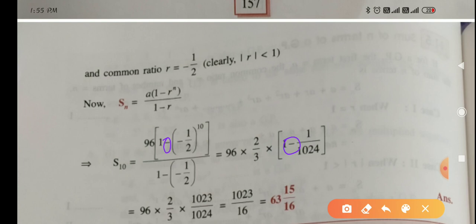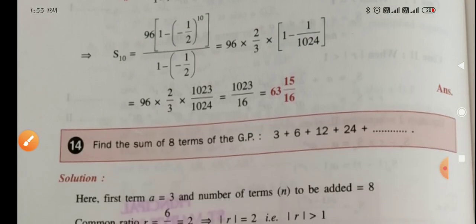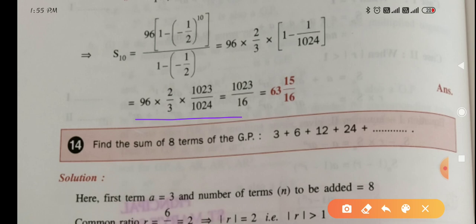Now you simplify, 1 minus 1/1024 will become 1023/1024. Now you simplify, so it will give, you can see here, 96 multiplied by 2/3 multiplied by 1023/1024. So you can divide this 1024 by 96. So what will it give? It will give 6 by 2.